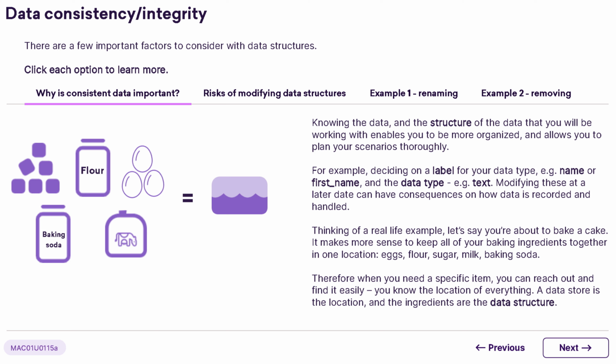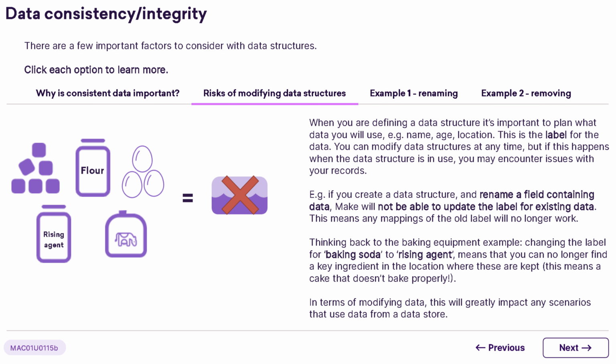Imagine you're preparing to bake a cake. It's practical to keep all your ingredients like eggs, flour, and sugar together for easy access. This organization helps you find what you need quickly, just like how a well-structured data store functions. Here, the data structure is your ingredients, and the data store is the location where they're kept. Maintaining this consistency ensures that all your scenarios run smoothly, minimizing disruptions.